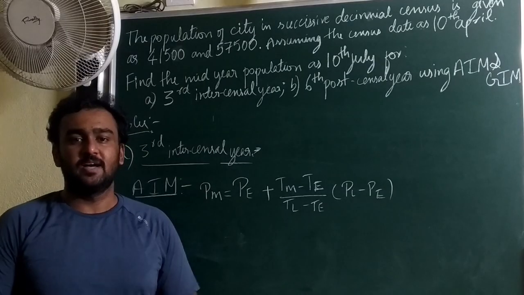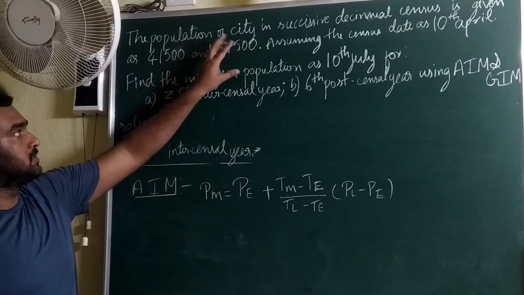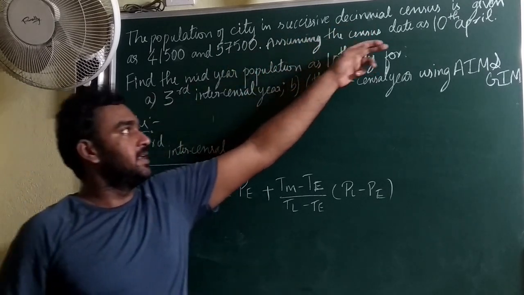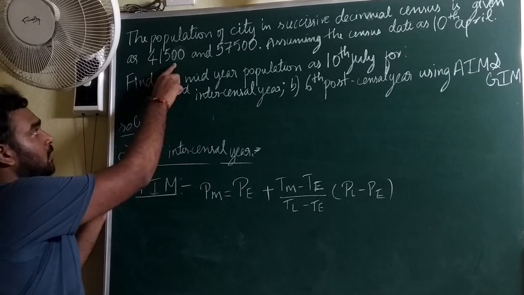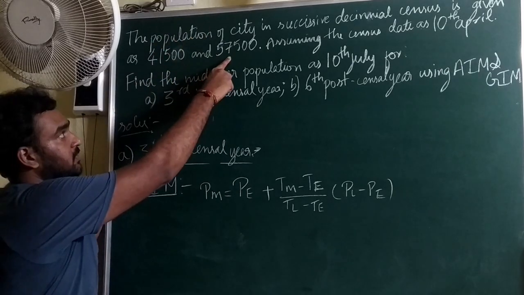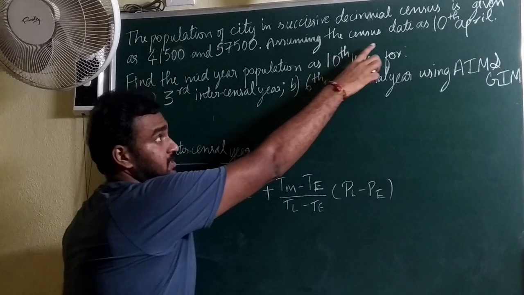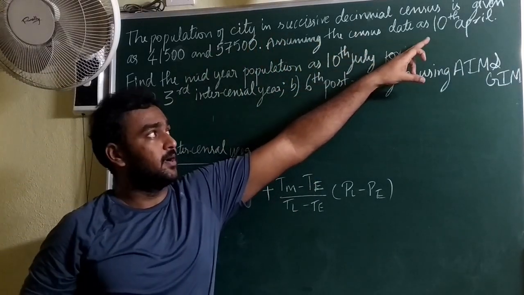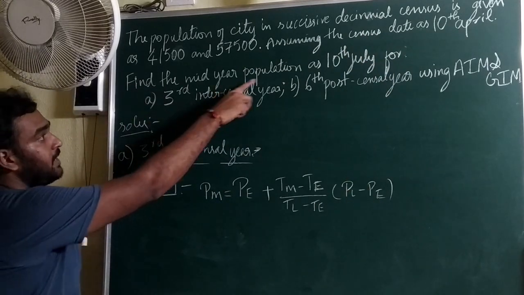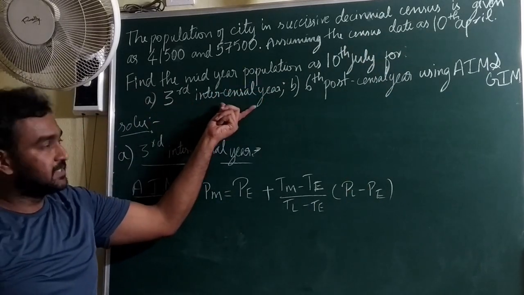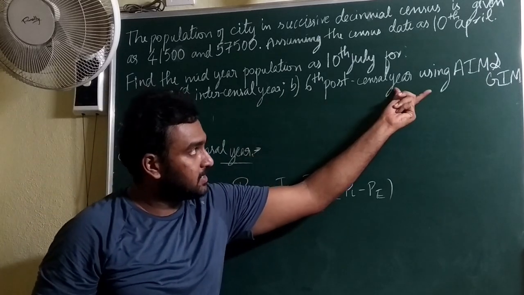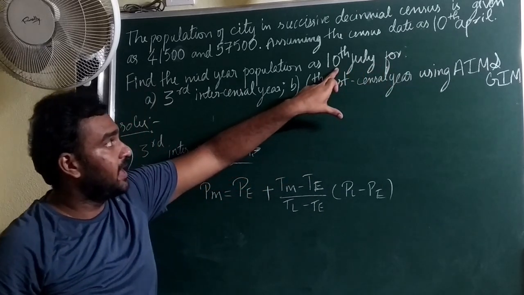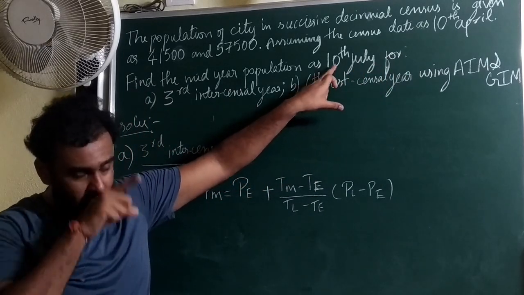Let us consider this example. In this it is given that the population of the city in successive decennial census, that is in the period of 10 years, is given as 41,500, and after 10 years it is 57,500. Assuming the census date as 10th April. That means the census data which we have got here is on the date 10th April. So find the mid-year population on the 3rd intercensal year and the 6th post-censal year using the arithmetic increase method and geometrical increase method, as on the date of 10th July. You should keep this in mind.